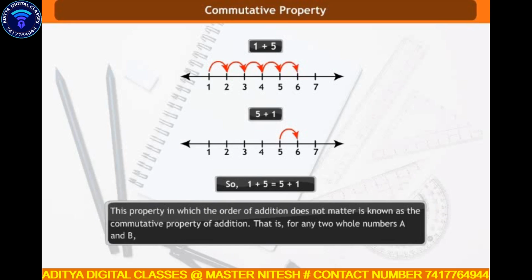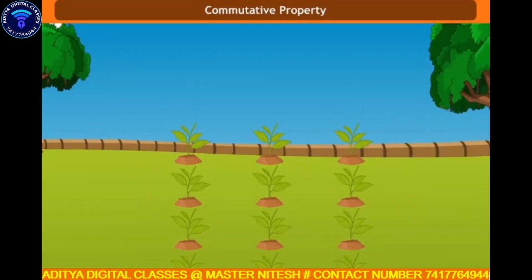That is, for any two whole numbers a and b, a plus b is always equal to b plus a. Sherry plants 5 rows of saplings, with 3 saplings in each row in her garden. The number of saplings she requires is 5 into 3, that is 15.